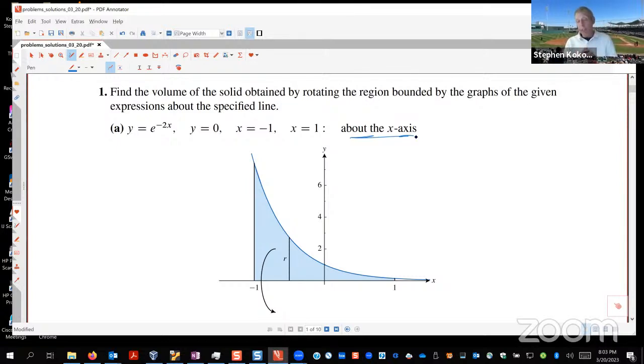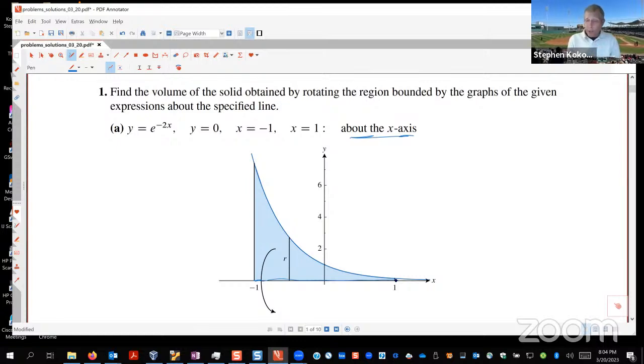Here's a couple of things that I notice right away. The first thing I see is that the axis of revolution, which is the x-axis, forms what I call a bounding curve on the region. Since that's true, that says to me that this is going to be a problem solved by using the disk method. Now, the second thing I want to think about is, am I going to be integrating with respect to x or with respect to y?